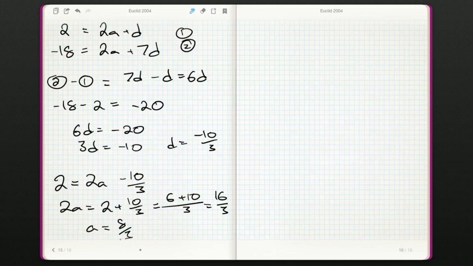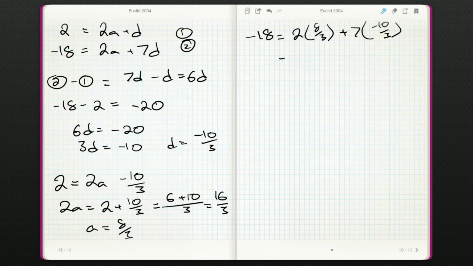Okay. If we wanted to double check, does this work? 18 is 2 times 8 over 3 plus 7 times negative 10 over 3, so that'll be 16 over 3 minus 70 over 3. 16 minus 70 is negative 54. Negative 54 over 3. And yeah, that's negative 18. So it does check out.